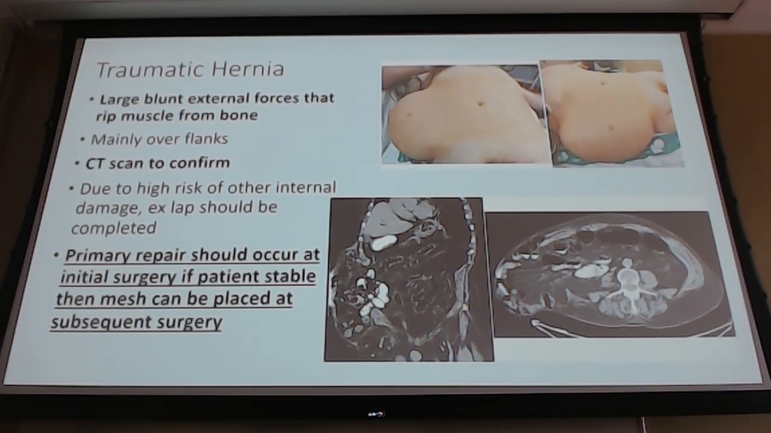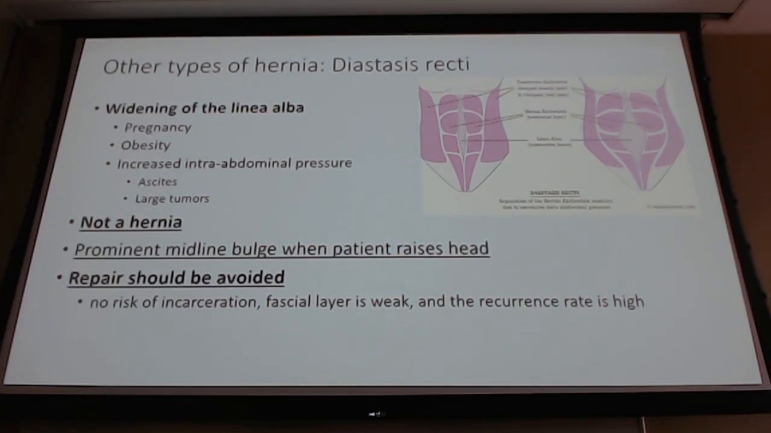If we see somebody who has a traumatic hernia, whether or not they have any other abdominal symptoms, we still do an X-lap just to make sure that there's no other organ or intestinal injuries. Just because if you have enough force to rip muscle from bone, you more than likely have other injuries in there. All right, moving on to diastasis recti.